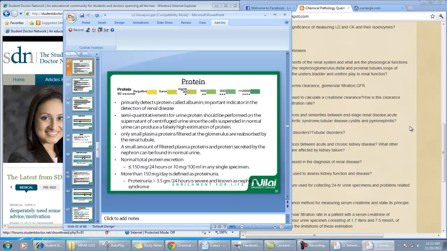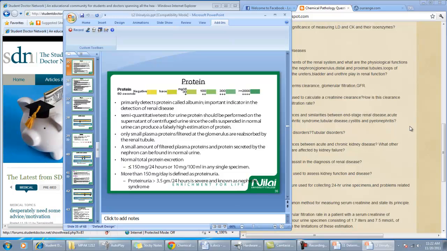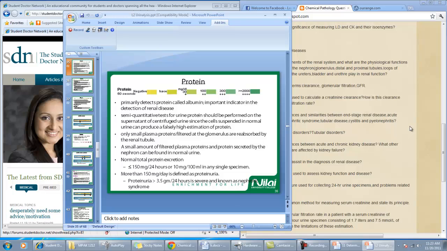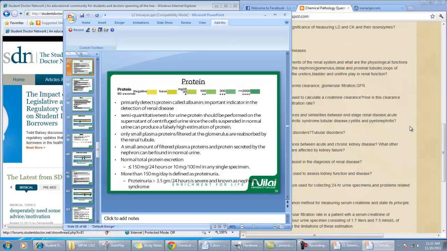Normal total protein excretion is 150 mg per day, or 10 mg per 100 ml in a single specimen. More than 150 mg per day is defined as proteinuria. More than 3.5 grams per 24 hours is severe and known as nephrotic syndrome.